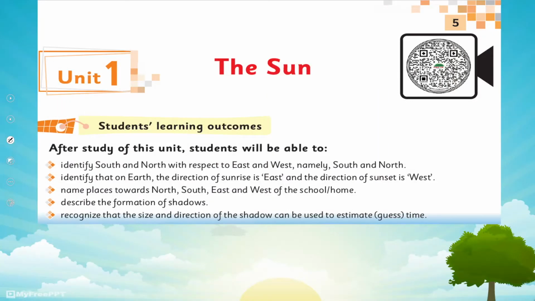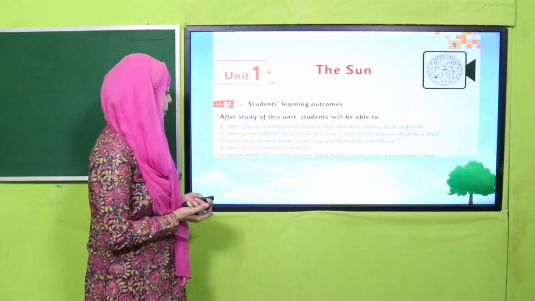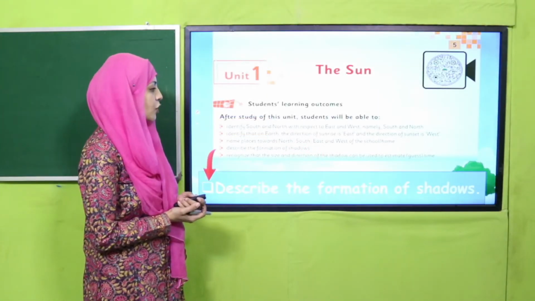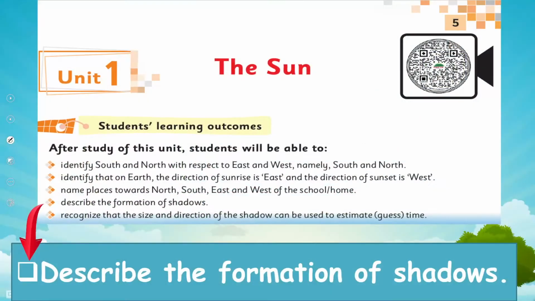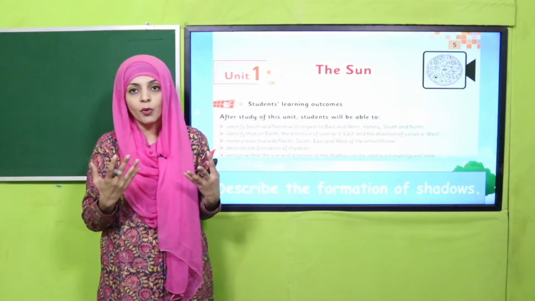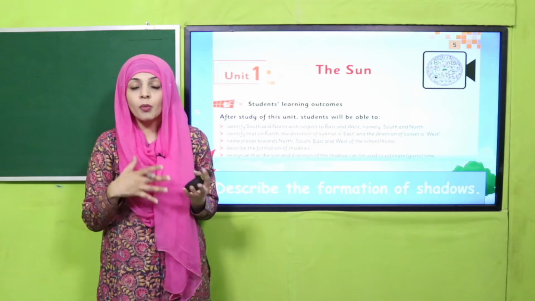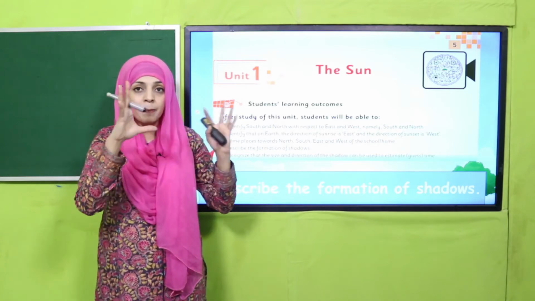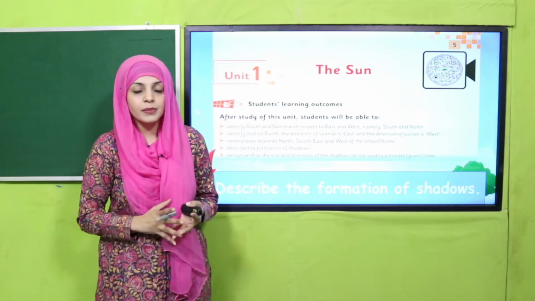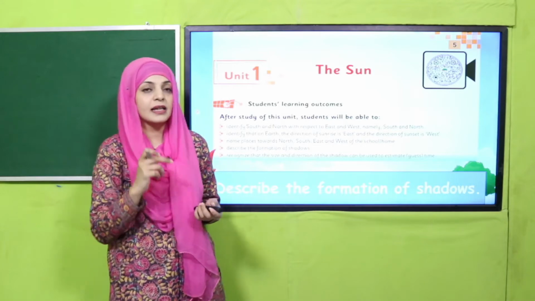So my dear students, today's student learning outcome is that by the end of today's lesson, all the students will be able to describe the formation of shadows. तो आज हम ये पढ़ेंगे कि shadows क्यों form होते हैं. Why do shadows form? How do they form? क्यों बनते हैं shadows? या उस dark part को क्या कहते हैं आप? ठीक है? So we will study this in detail.